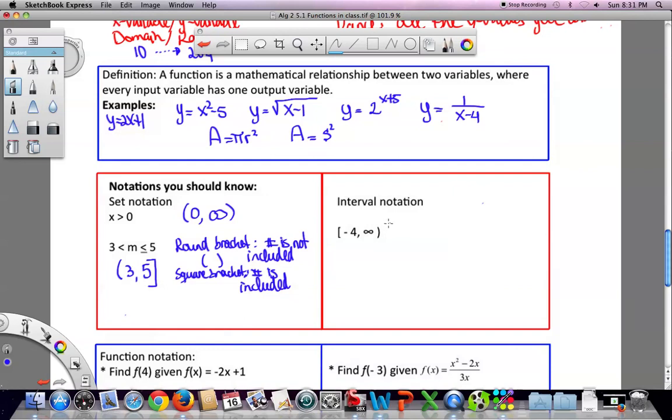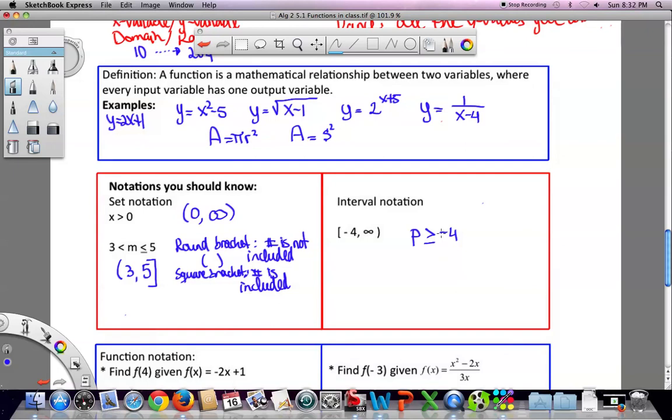Right, if you're given set notation like this, and you have to go to interval notation, you have to understand that this says start at a negative 4 and go to infinity. So that means that the number needs to be greater than negative 4, and then we need to check the bracket. It says it's included, so it's greater than or equal to a negative 4.